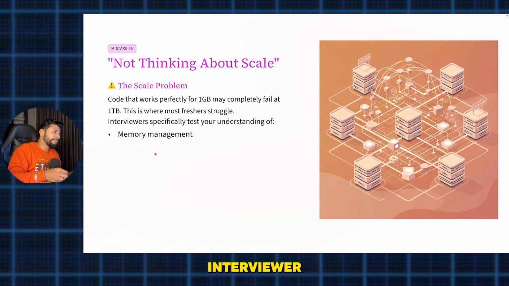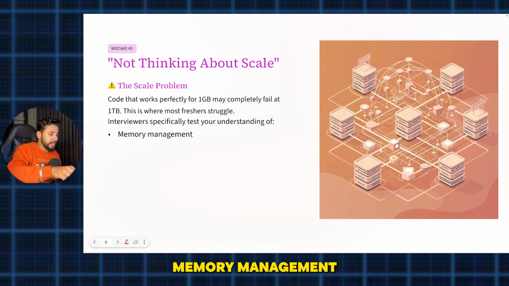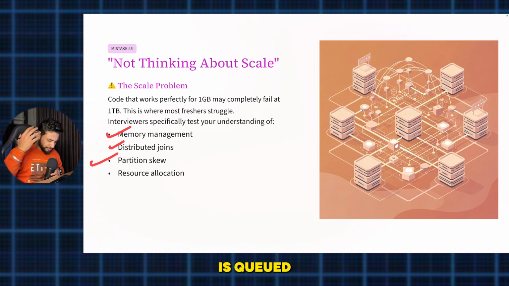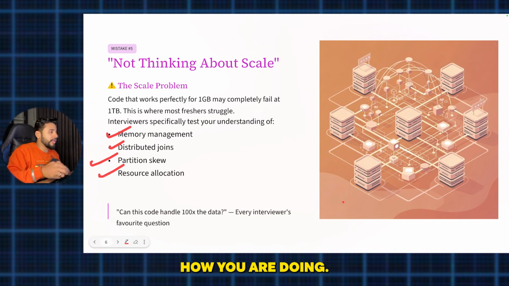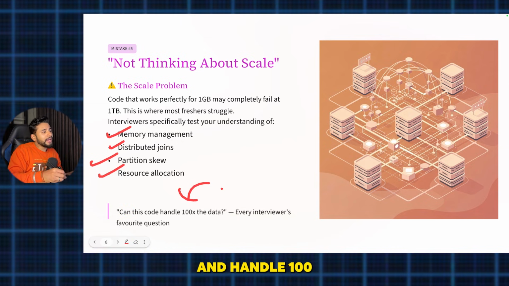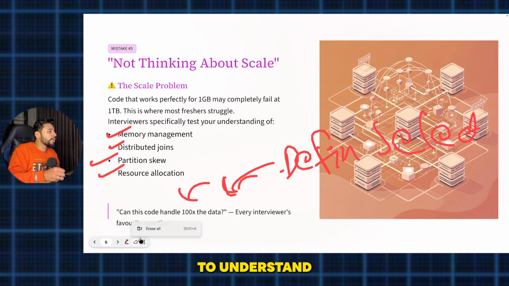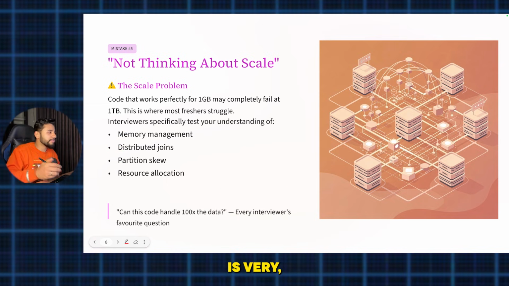Scalability is very, very important, and that's why most freshers and new joiners fail. The interviewer will specifically test your memory management and distributed joins. Next thing is partition skew, whether the data is skewed somewhere and how you'll sort that out. Resource allocation, how you are doing it. Next, whether you can code and handle 100x of data in that pipeline. This is the interviewer's favorite question, and if you can answer it, definitely you will be selected. You need to understand that scalability is very, very important.